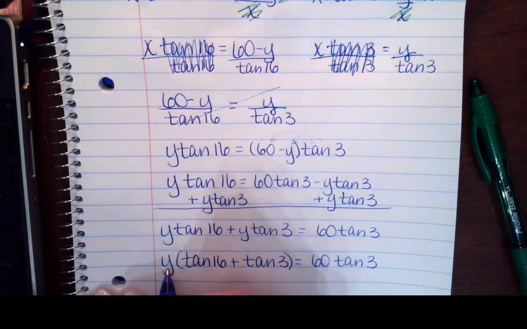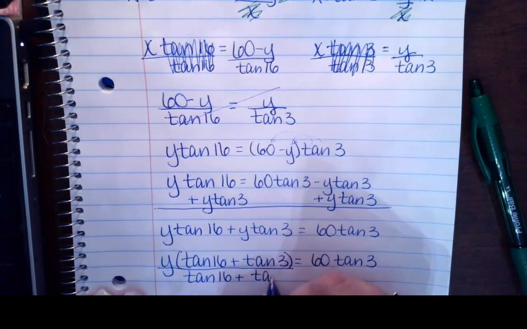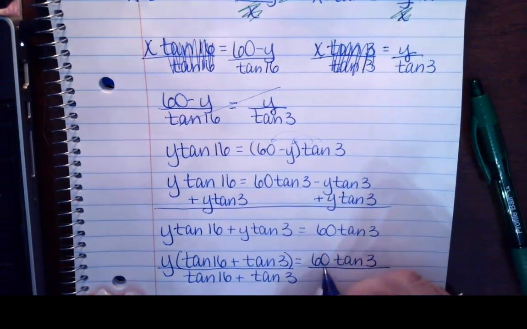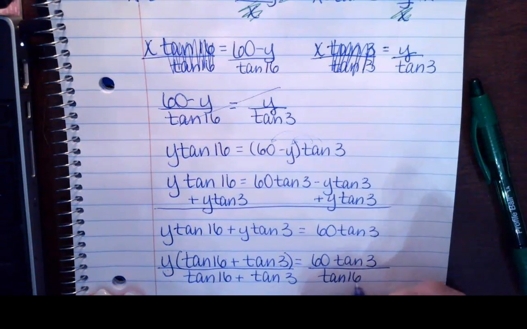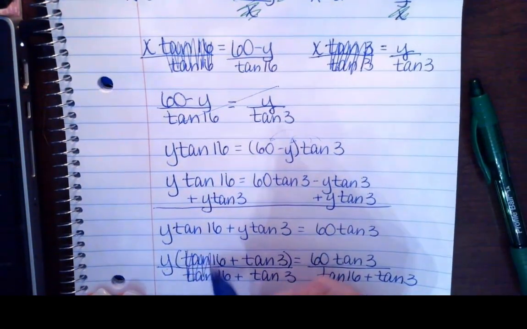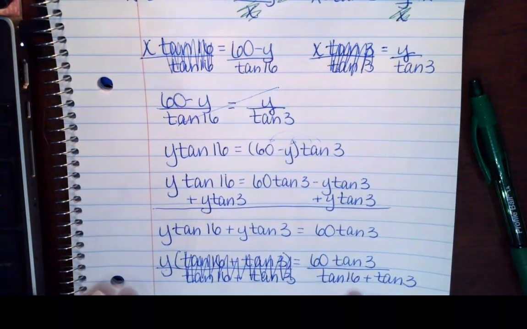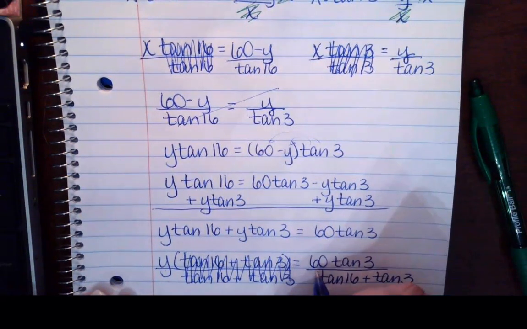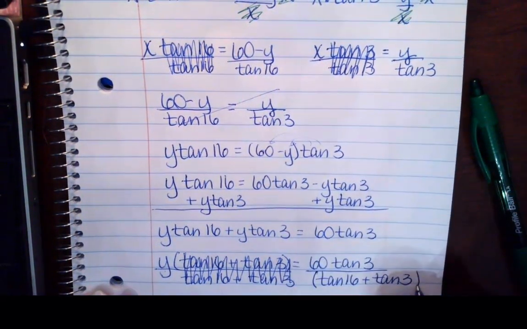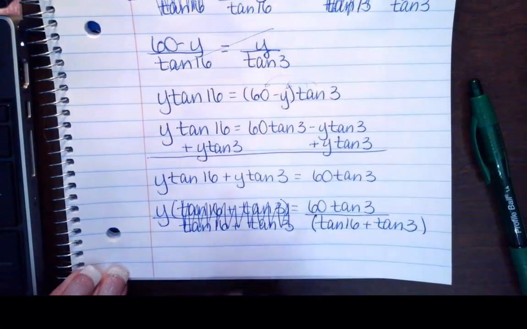And now y is almost by itself. This says y times that mess. So I'm going to divide both sides by tangent 16 plus tangent 3. So it reduces on the left and it appears on the right. So be very careful when you put this in your calculator. What you want to do is put that in parentheses, okay? And we're going to use that information.